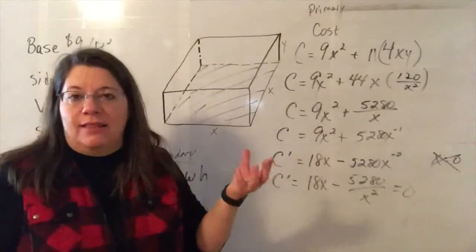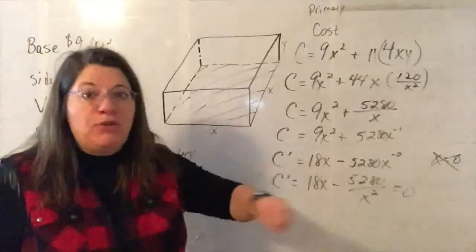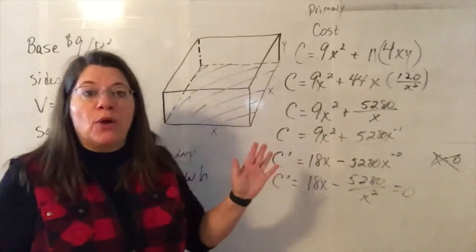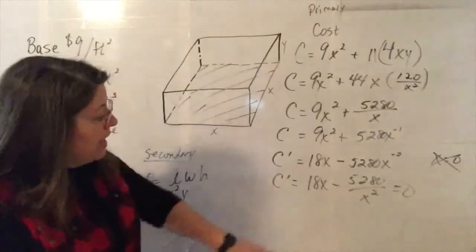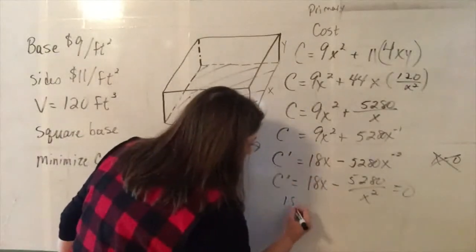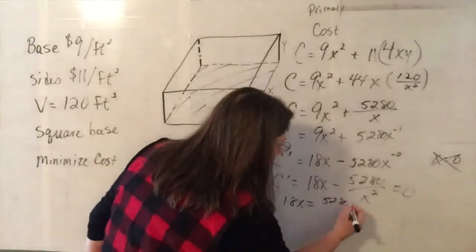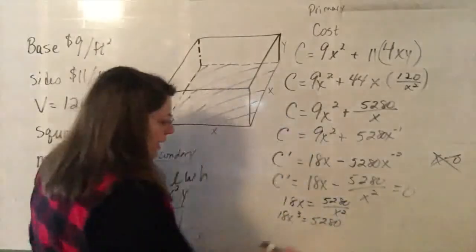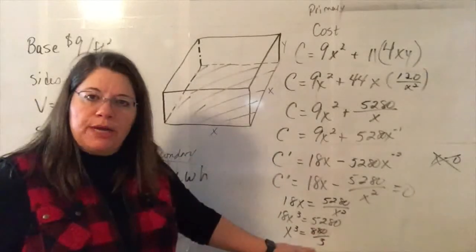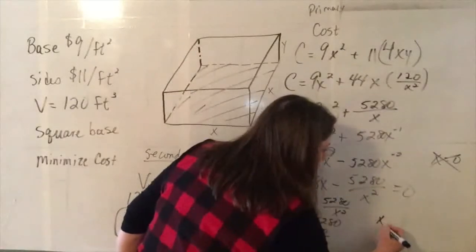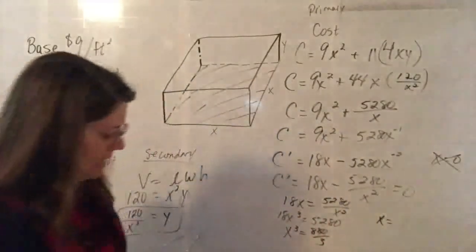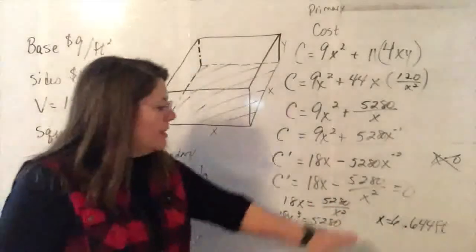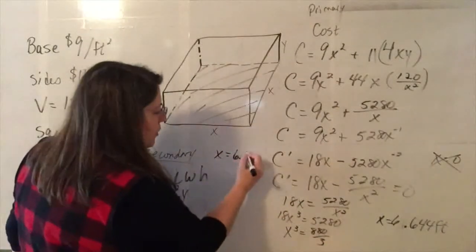You can throw out anything that's a length or a cost of 0. If you have a negative number for a length, you throw that out because you can't have a negative length. So there are some critical numbers that you'll be able to throw out because there's no possible way they could be solutions. And so then for this one, if I set those equal to each other, I've got 18x equals 5,280 over x squared. I'm going to multiply that over, 18x cubed equals 5,280. When I divide this by 18, I end up with 880 over 3, and then I take the cube root of both sides, which gives me the cube root of 880 over 3, which gives me x equals 6.644 feet. So my x value is 6.644.